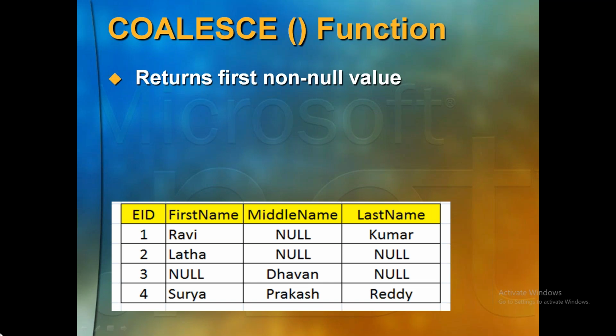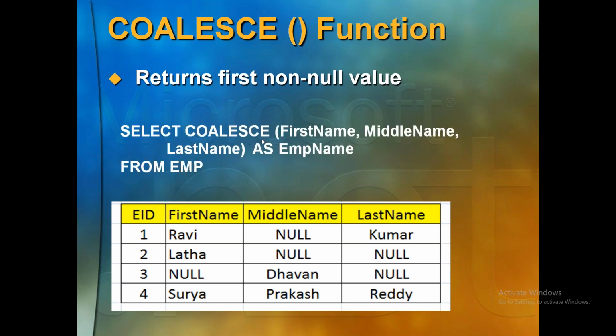Okay, the COALESCE function is going to be returning the first non-null value. For example, I'll say SELECT COALESCE(first name, middle name, last name). What is the first non-null value? When I supply these three values, the first non-null value is Ravi in this and Lata in this. In this, what is the first non-null value? That is Dhawan. And in this, the first non-null value is Surya. Clear? So Ravi, Lata, Dhawan, Surya. This is the data you should be able to get. So the COALESCE function is a very, very important function.